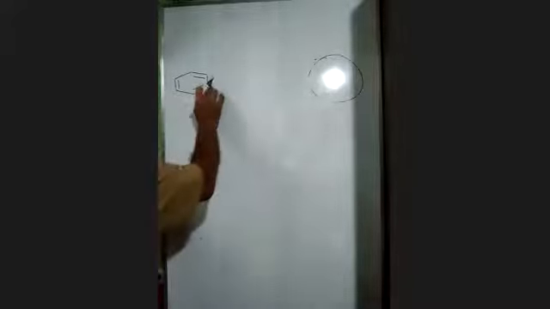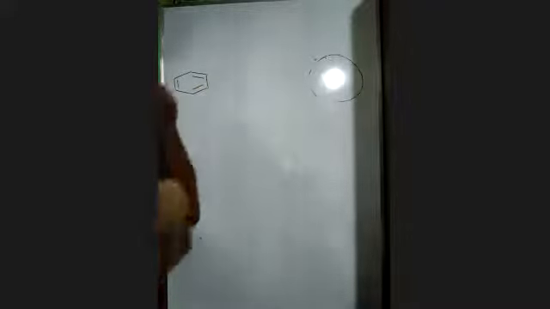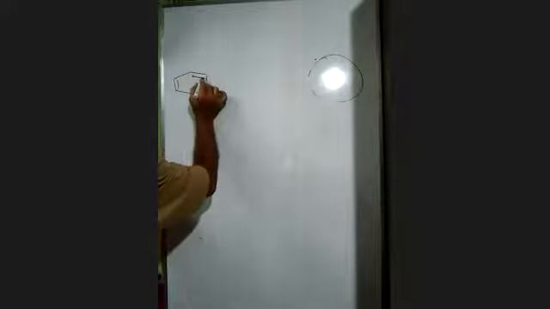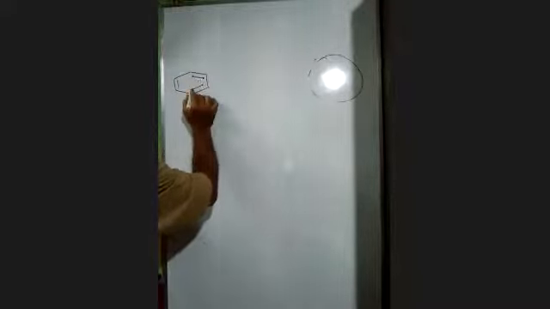In this case, which electron will move? The outside bond electron will not move, because if the electron of the outside bond moves, the molecule is going to break. See here, these are the electrons which are inside.